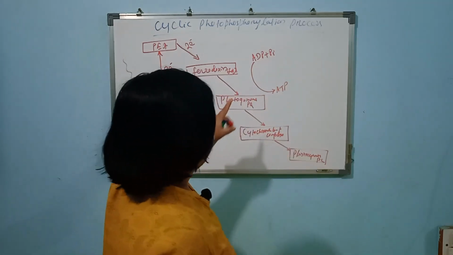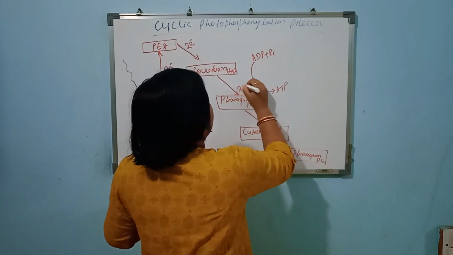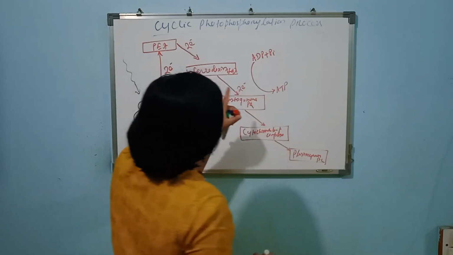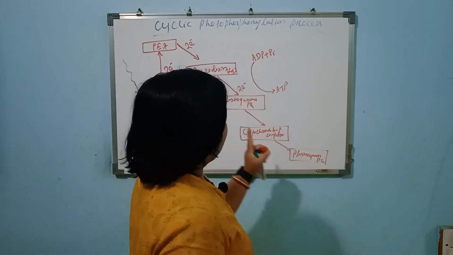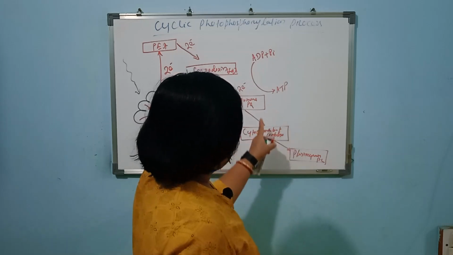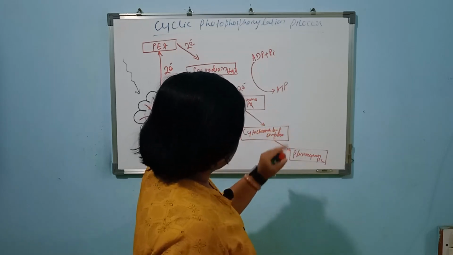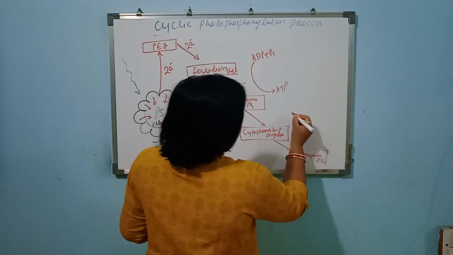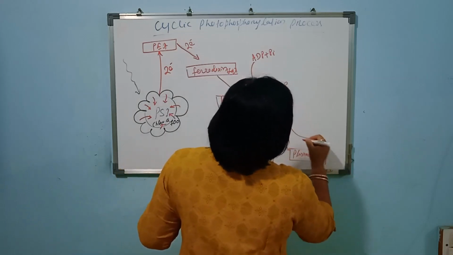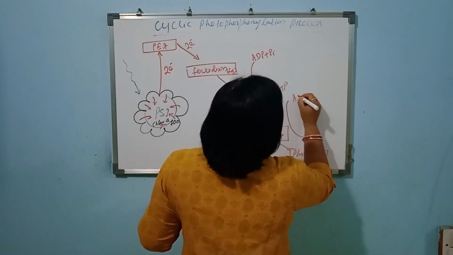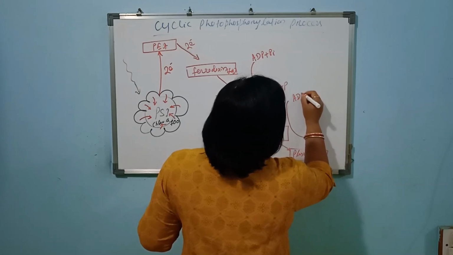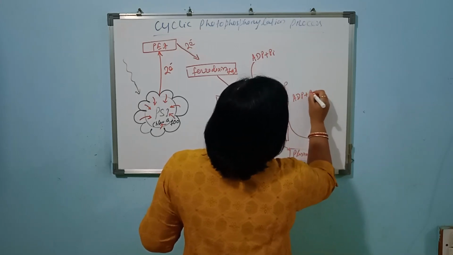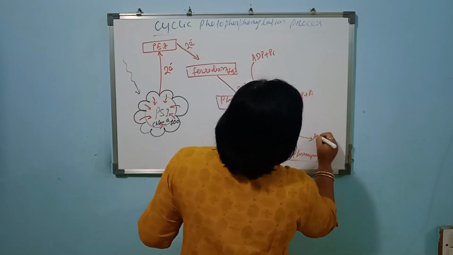In a similar way, when electrons pass from plastoquinone to plastocyanin, they pass over the cytochrome b6f complex. At that time also these electrons lose a lot of energy, and that energy is utilized by ADP molecules and converted into ATP.